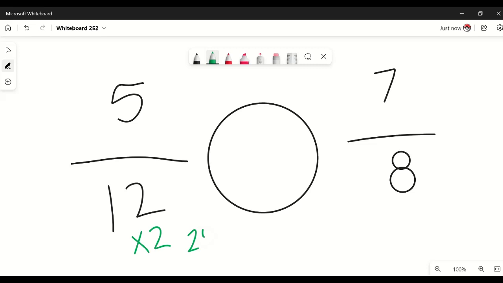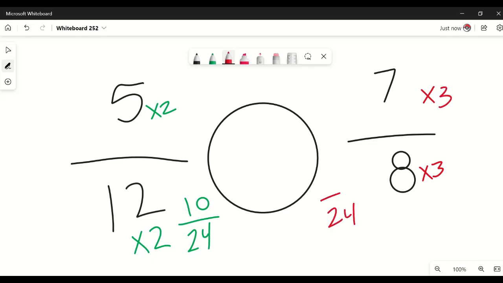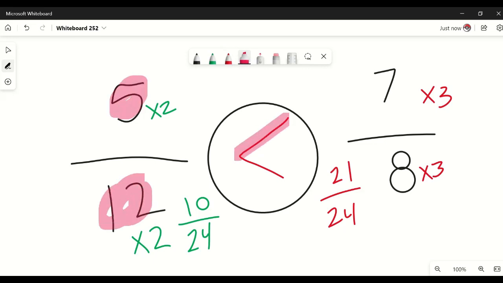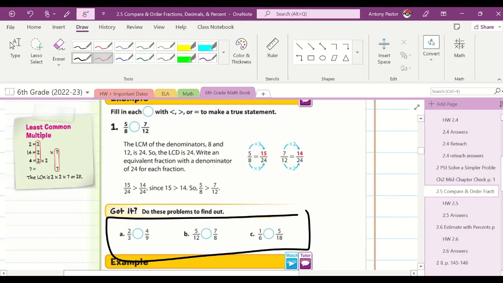Therefore, I'm going to multiply by 2 on this side. Multiply by 2 for the denominator as well, so this will become 10 out of 24. And on this side, I'm multiplying both of my numbers by 3. This will become 24, and our numerator will become 21. 21 is greater than 10, therefore, going back to our original problem, 5/12 is less than 7/8. And that would be our answer for that one.